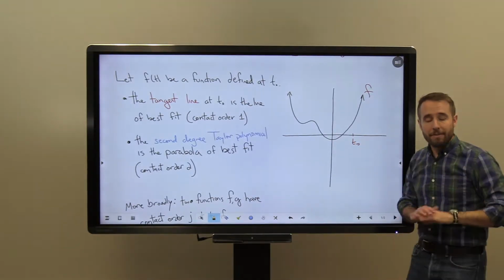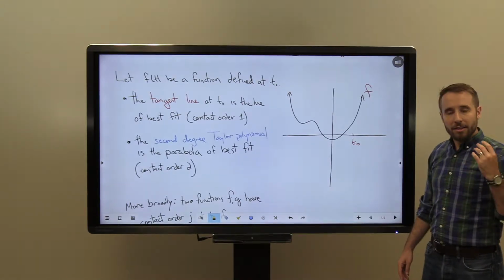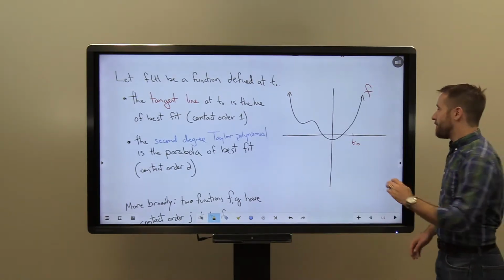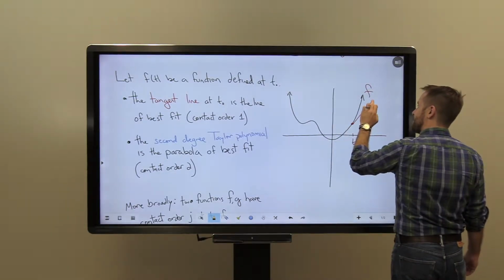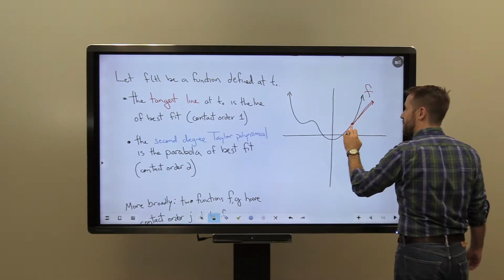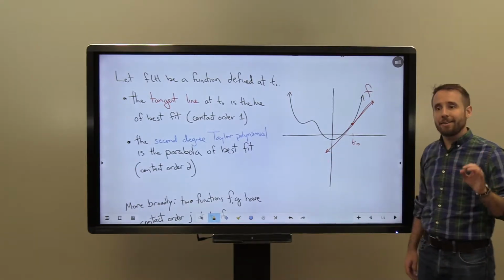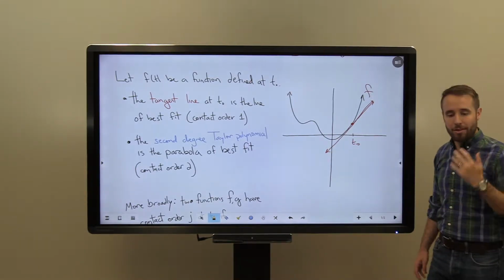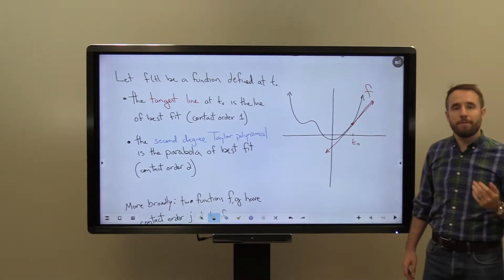And to give an example of contact order, I can talk about the line of best fit. That's our good friend, the tangent line. So that's going to be this point here. Here's our tangent line going in both directions. And this tangent line, aka the line of best fit, will be a curve that has contact order 1 with the function f.